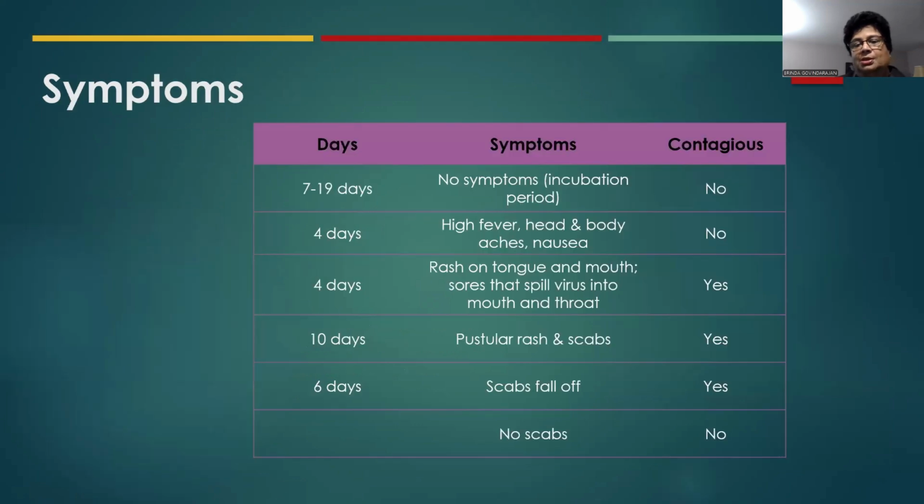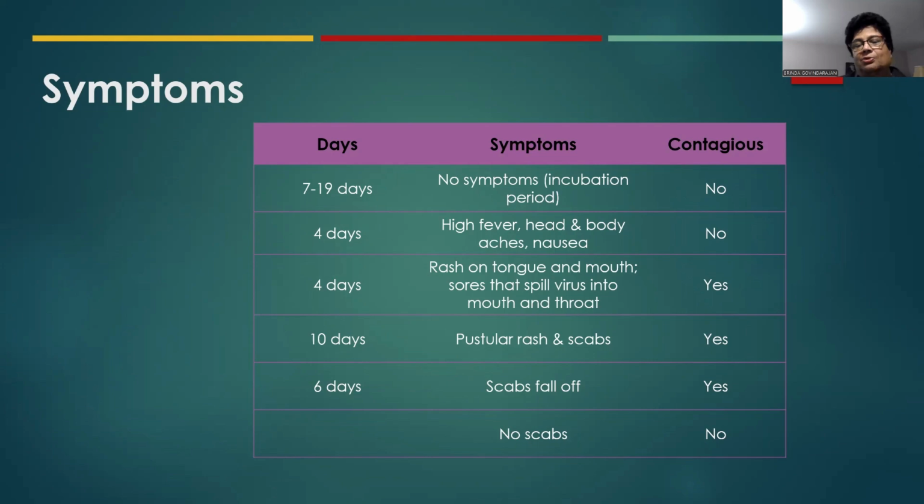The symptoms are as follows. There is an incubation period of anything from 7 to 19 days, but on an average 10 to 14 days. At this time, nobody is infectious. They are not contagious. The first onset of symptoms is high fever and head and body aches and nausea. It could last for 4 days, followed by rash on the tongue and mouth, and sores that spill the virus into the mouth and the throat.